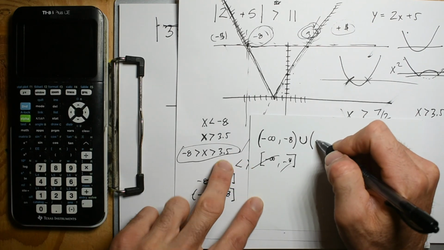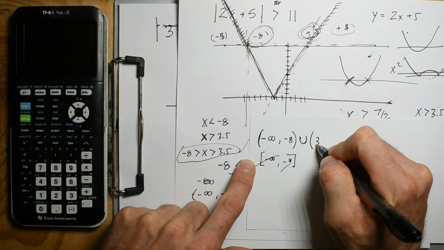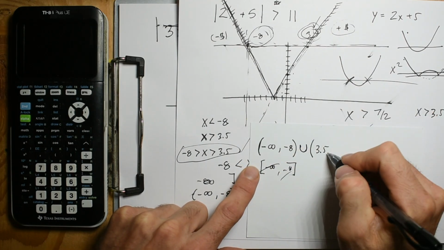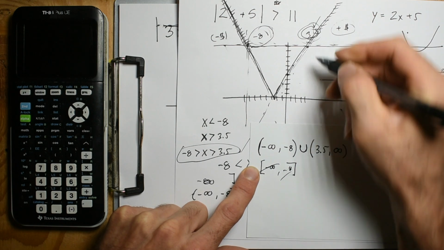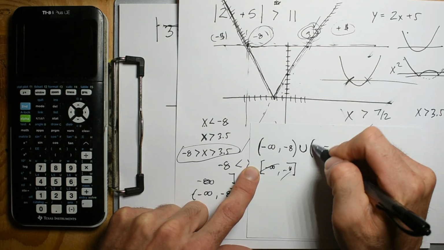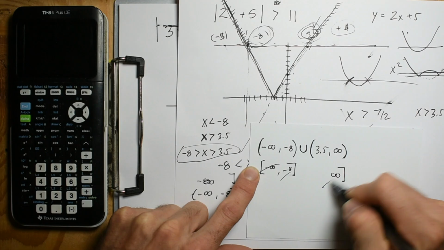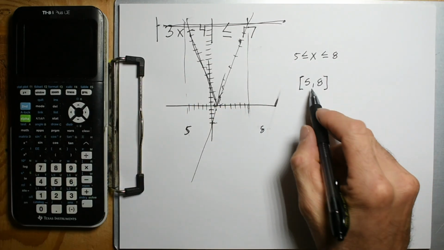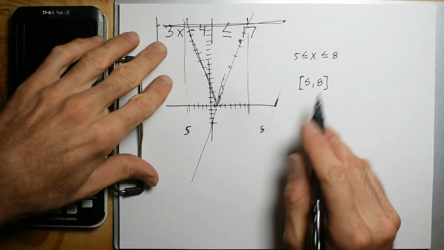Okay, hell yeah. And then it's going to be 3.5, but not 3.5. It has to be greater than 3.5, or 7/2, all the way up to infinity. So that's what we have there. And infinity is not a number, so you can't bracket it in. Okay, hell yeah. So back to this one. This is our answer, 5 to 8, but we'll do it for real.